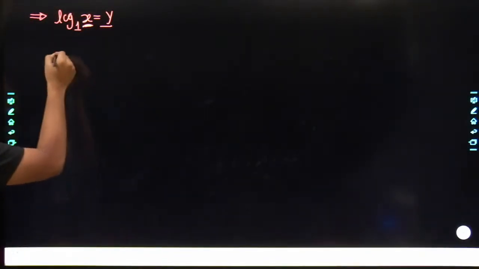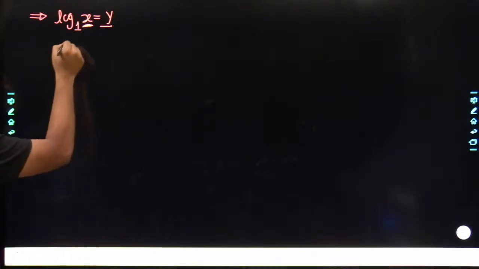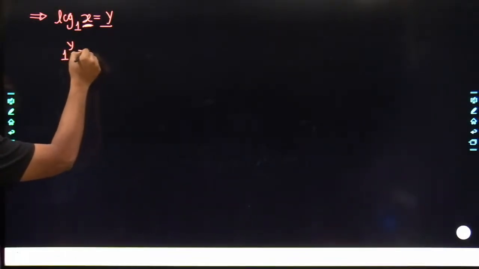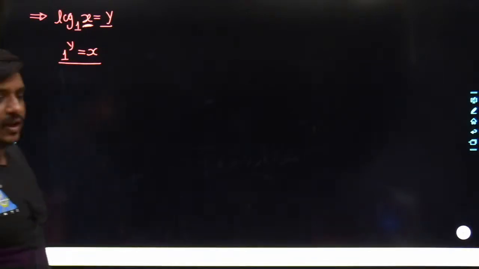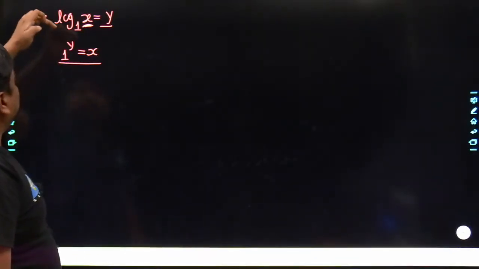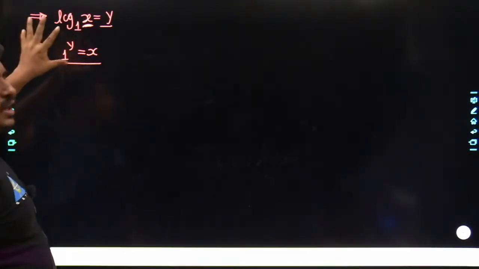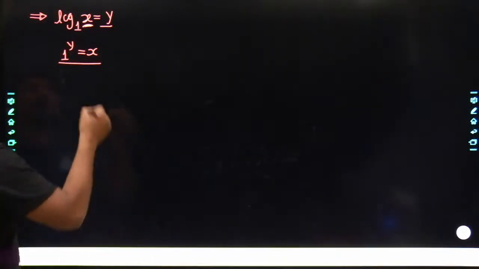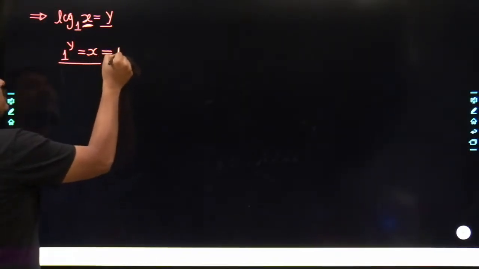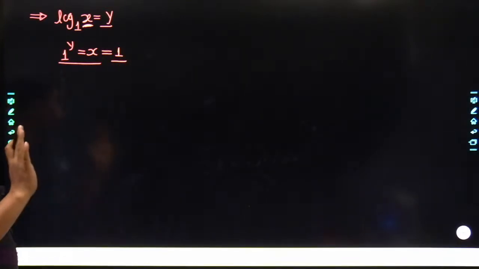What does it indicate? It indicates 1 to the power of y is equal to x. And keep in mind, if y is any real value including 0, 1 to the power of that value would always be 1. Could you understand what I am saying?